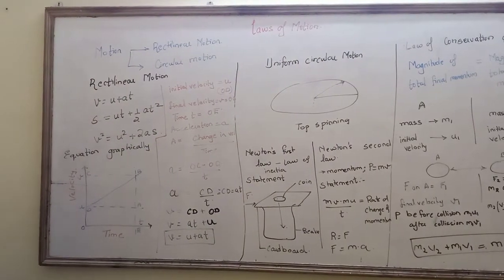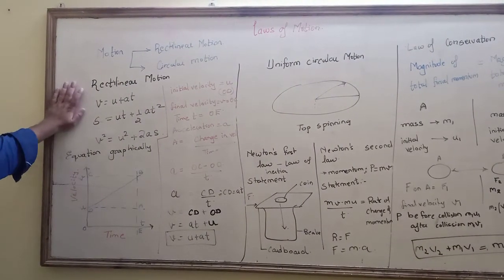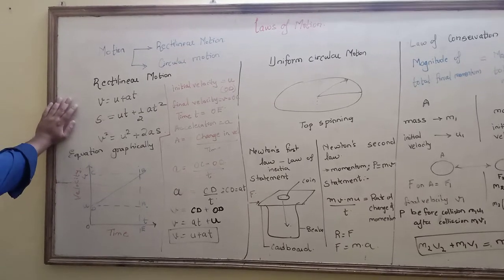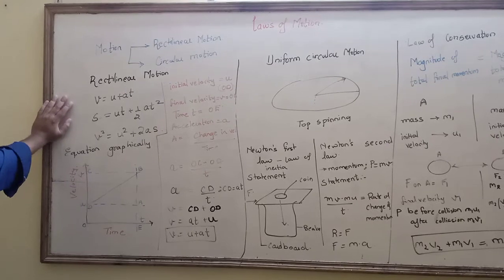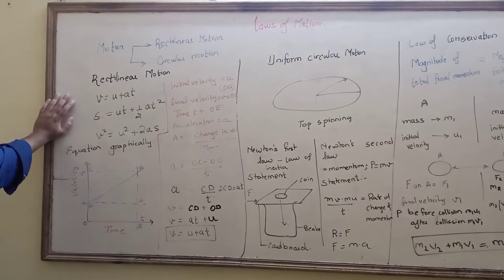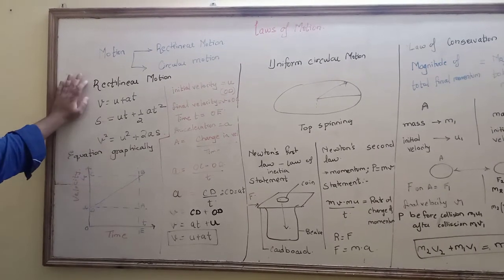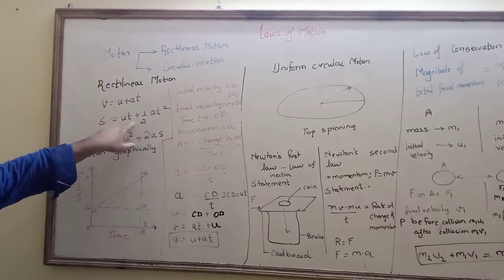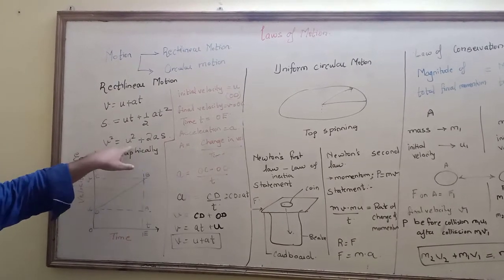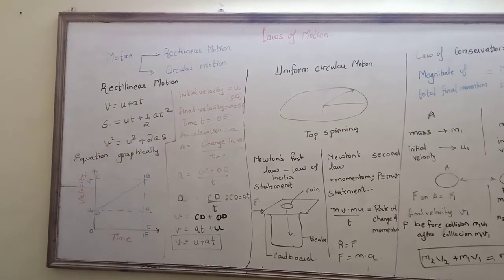Now in rectilinear motion you have got equations. There are some equations in rectilinear motion. For example, there are three equations in rectilinear motion. v is equal to u plus at, s is equal to ut plus half at square, and v square is equal to u square plus 2as.